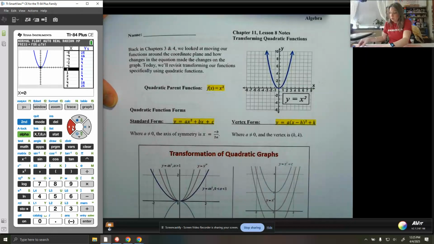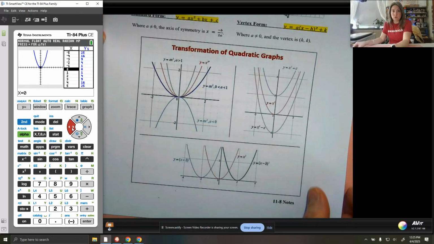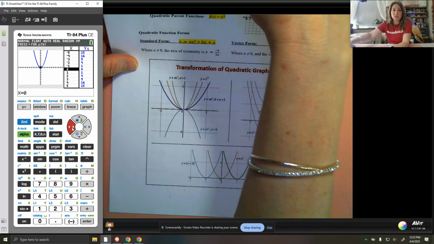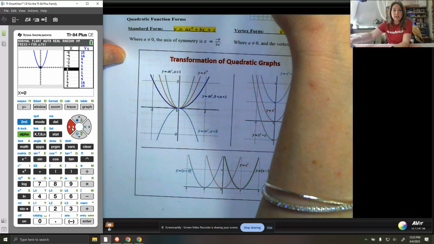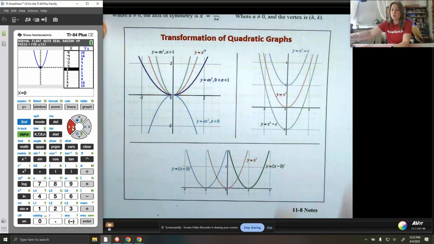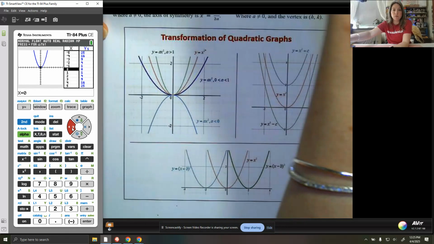Now, today what we're going to really be doing and concentrating on is transforming our quadratics by widening them, narrowing them, flipping them upside down, moving them up and down, moving them left and right.